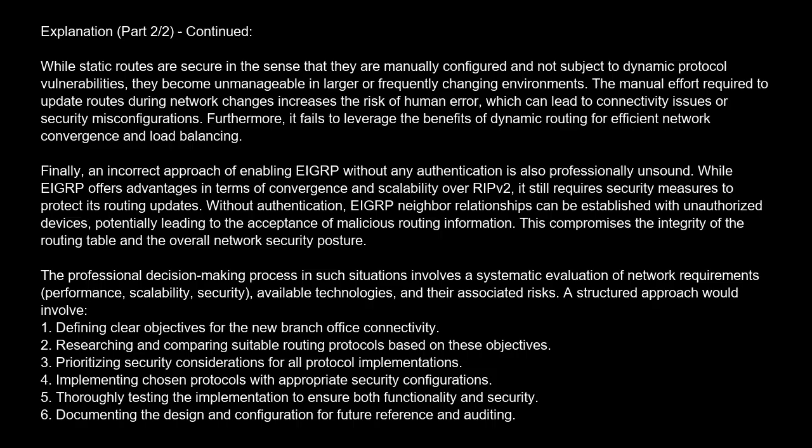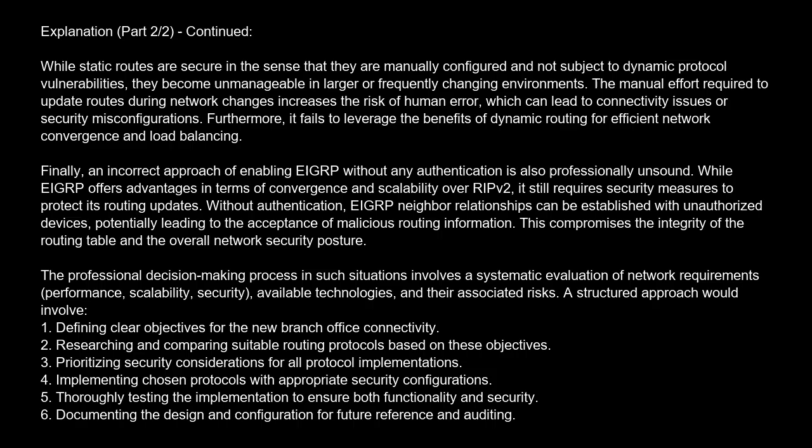Finally, an incorrect approach of enabling IGP without any authentication is also professionally unsound. While IGP offers advantages in terms of convergence and scalability over RIP2, it still requires security measures to protect its routing updates. Without authentication, IGP-neighbor relationships can be established with unauthorized devices, potentially leading to the acceptance of malicious routing information. This compromises the integrity of the routing table and the overall network security posture.